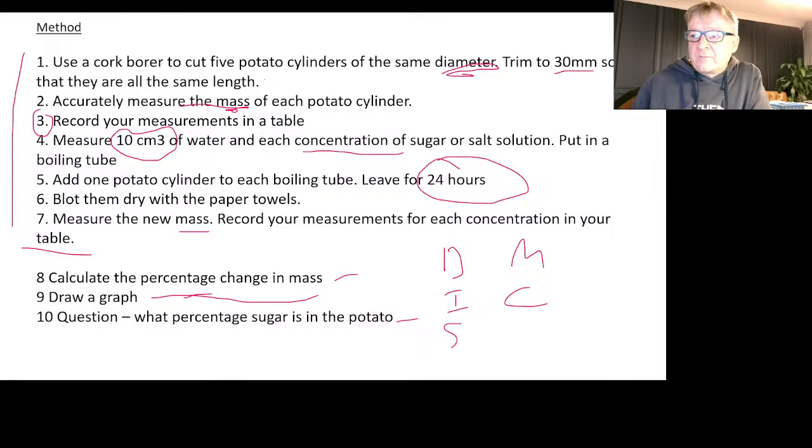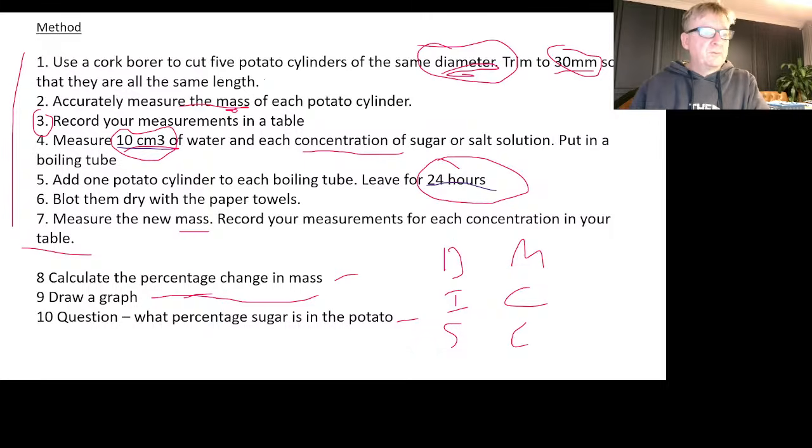Stay calm is then our control variables. Now, like I said before, right, if you do a method, look for numbers. Right now, I know diameter isn't a number, right, but the reason why you use a core borer is to get the same diameter. So therefore, that's a control variable. Trim to 30 millimeters. There's a number, and it's a control variable. That's what stays the same. 10 centimeter cubed of liquid. Okay, so 10 centimeter cubed of liquid, that's a control variable. 24 hours is a control variable. Right, so numbers that are in there are often the best ones that you're going to use.